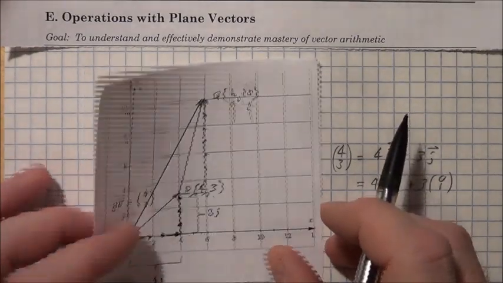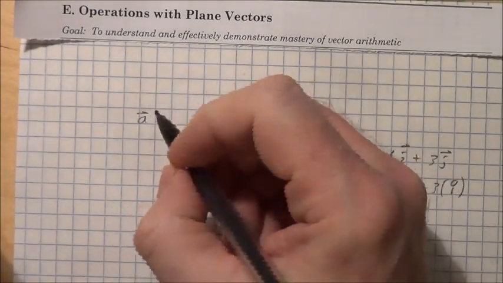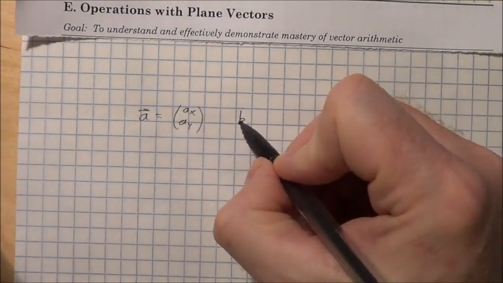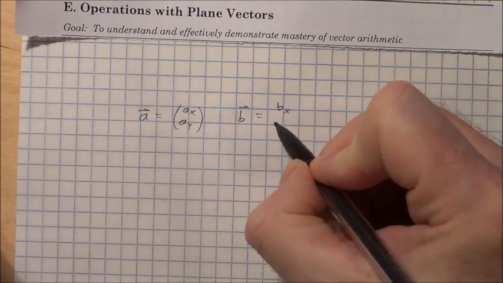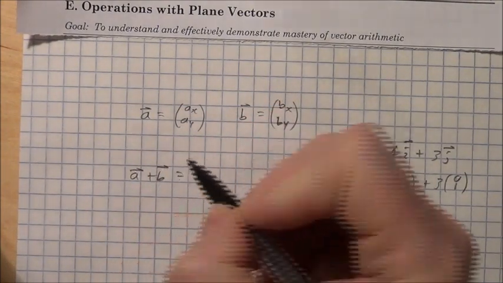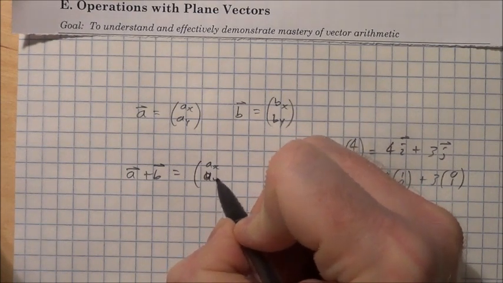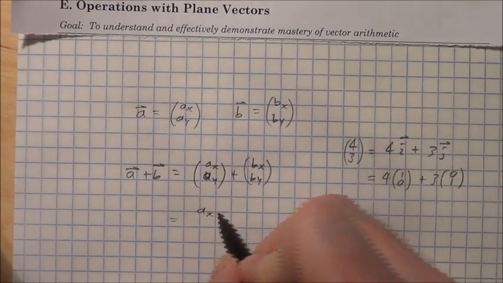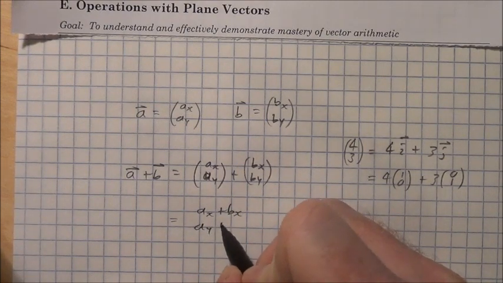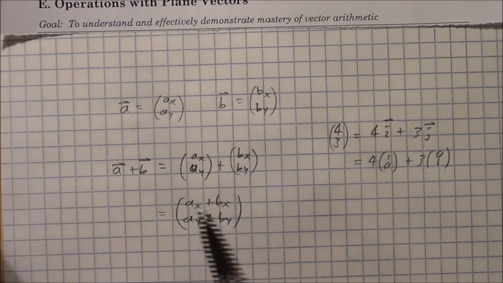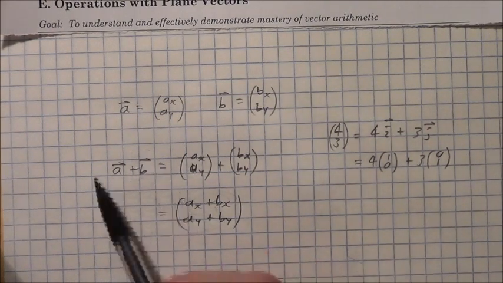So it would stand to reason that if we have some general vector A, which can be written as (A sub x, A sub y), and then we have this other general vector B, (B sub x, B sub y), then if we're to add these two vectors together, we could write it as (A sub x, A sub y) plus (B sub x, B sub y), and that gives us (A sub x plus B sub x, A sub y plus B sub y). So effectively speaking, we are adding the x components of the two vectors together, and we're adding the y components of the two vectors together. And that will give us the final resultant vector of vector A plus vector B.